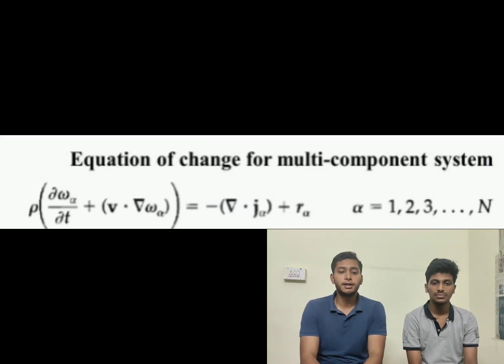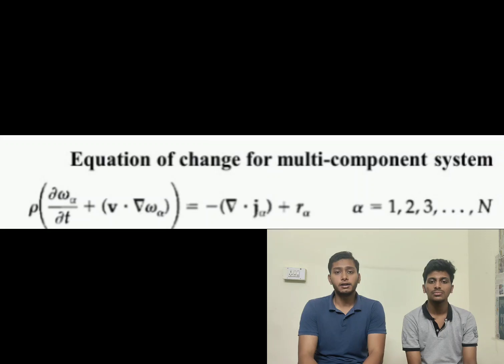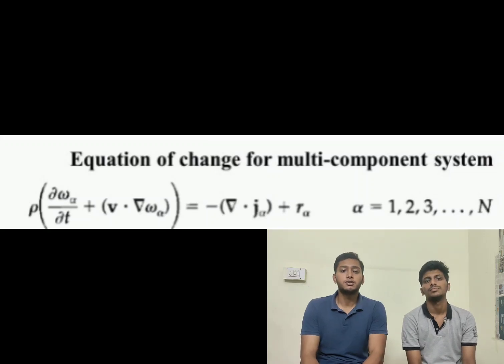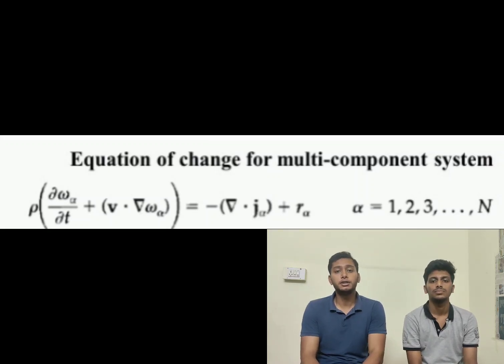The next equation splits the flux as dou C alpha by dou t is equal to minus del dot C alpha V star minus del dot J alpha star plus R alpha. Here V star is the molar average velocity, and the diffusive part J alpha star shows how a species moves relative to its average motion.